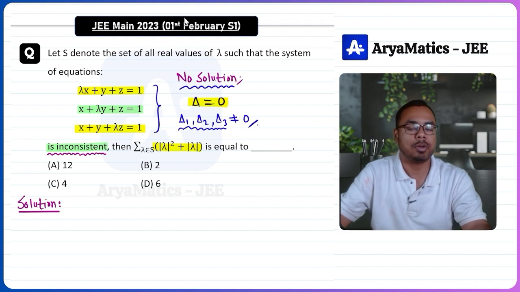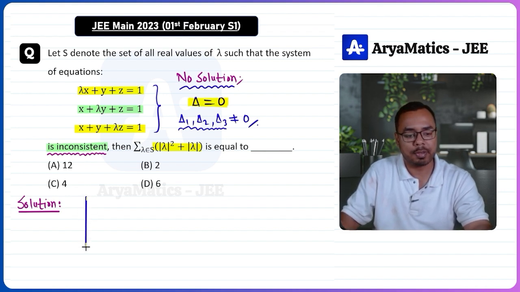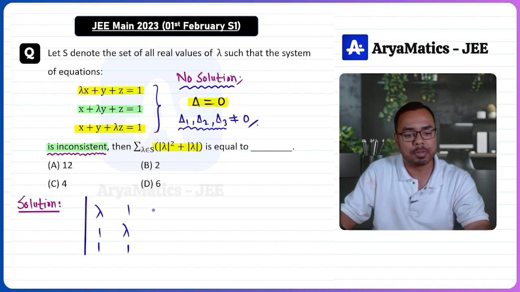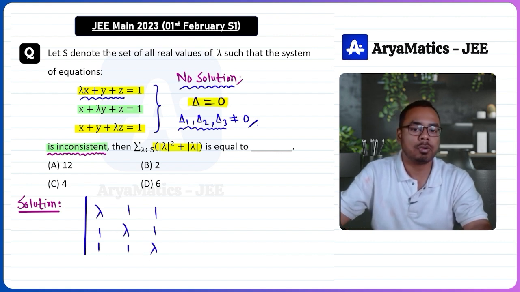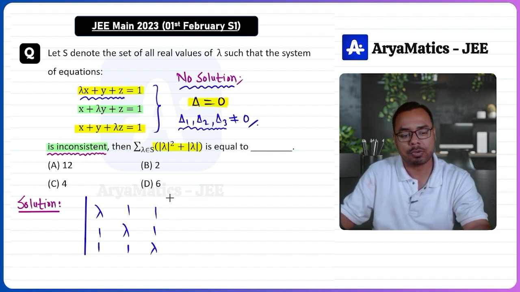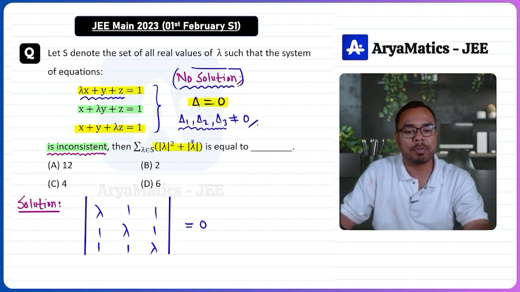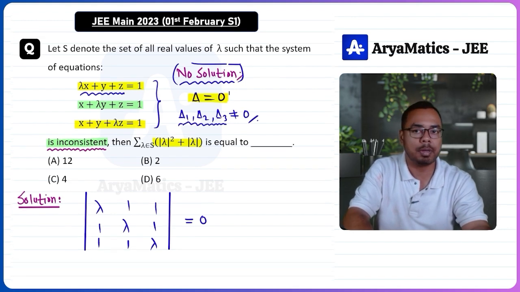So for inconsistent or no solution, the condition is delta is 0. If I equate the determinant of the coefficient matrix to 0, the first row will be lambda, 1, 1. The second row is 1, lambda, 1. These are nothing but the coefficients of x, y, z. The third row will be 1, 1, lambda. The first row is the coefficients of x, y, z in the first equation, similarly the second row is the coefficients in the second equation, and so on. Now, if the system is inconsistent, this must be 0. Remember, this is a necessary but not sufficient condition, because delta should be 0 and then any one of the remaining three, delta 1, delta 2 or delta 3, should be non-zero.